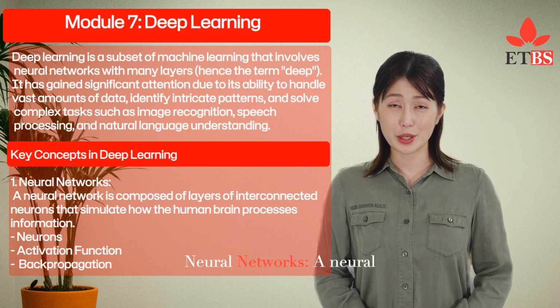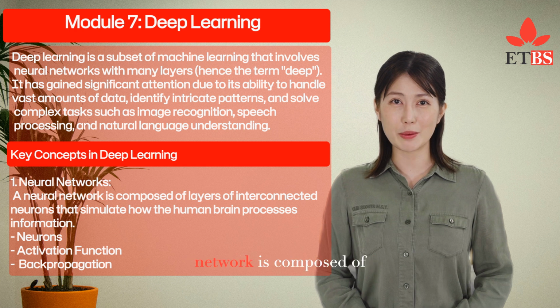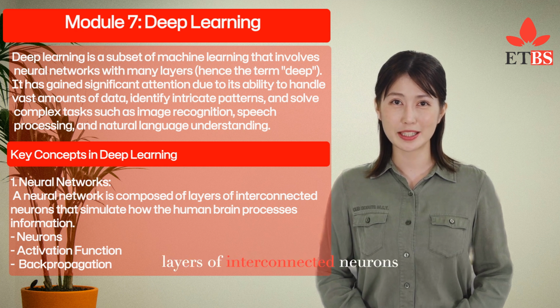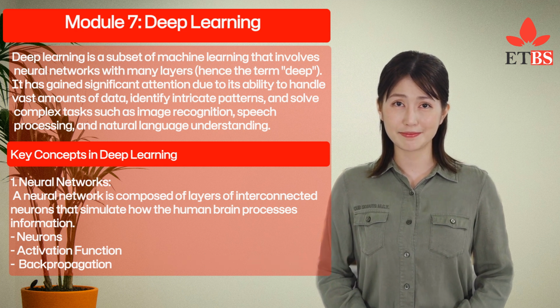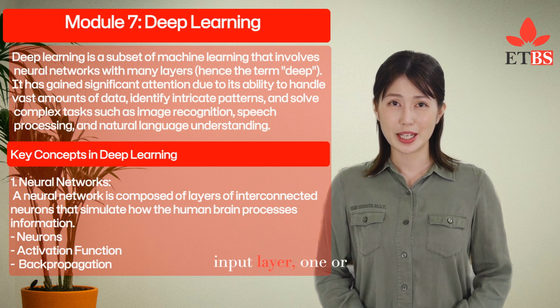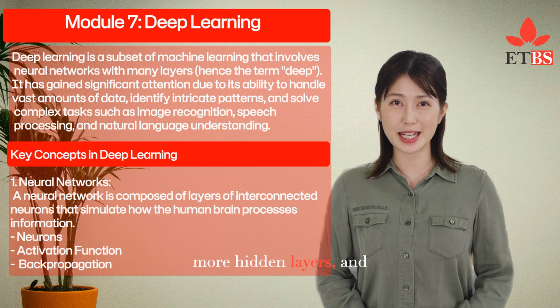1. Neural networks. A neural network is composed of layers of interconnected neurons that simulate how the human brain processes information. It consists of an input layer, one or more hidden layers, and an output layer.